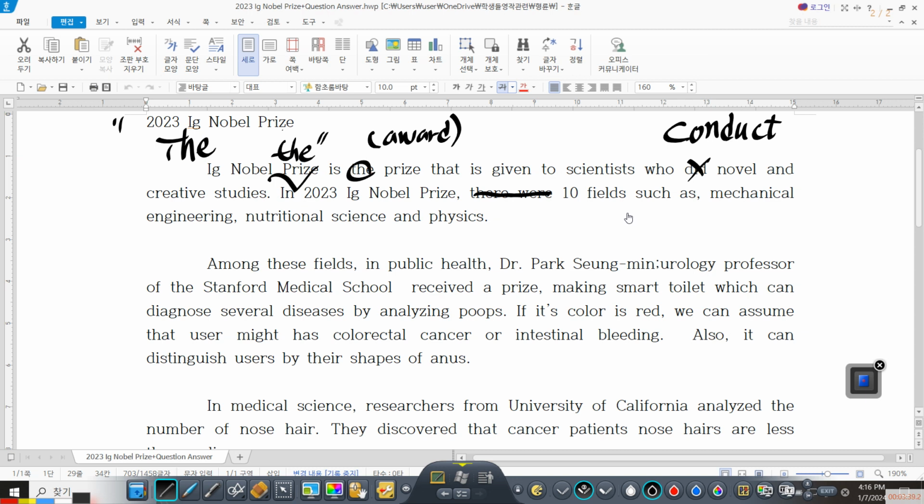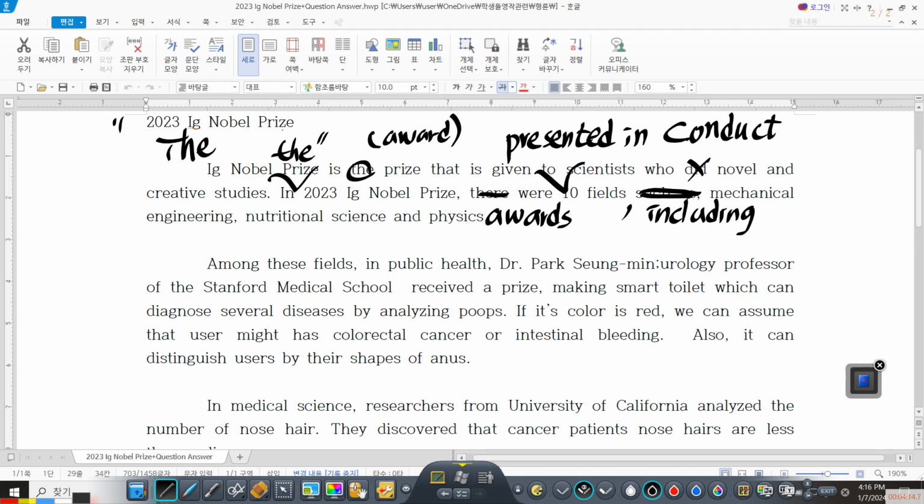But a little awkward. I want you to say 10 fields. Or here we go. All right. Awards, I'm sorry, were presented in 10 fields such as, why don't you just put including instead? Do you remember? Hey, teacher, isn't it all right? Such as, good. What is this big, huge difference between such as and including? Yes, I can tell you. Including is more likely to appear in this sort of article. Okay, including mechanical engineering. Good. And what else? Nutrition, oral science, and physics.